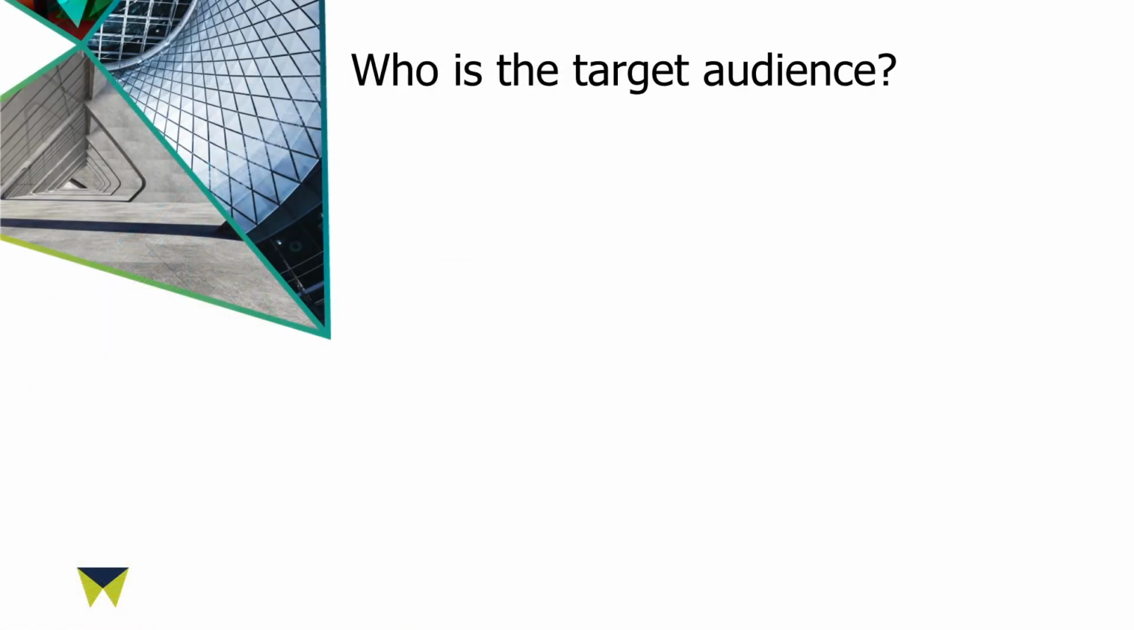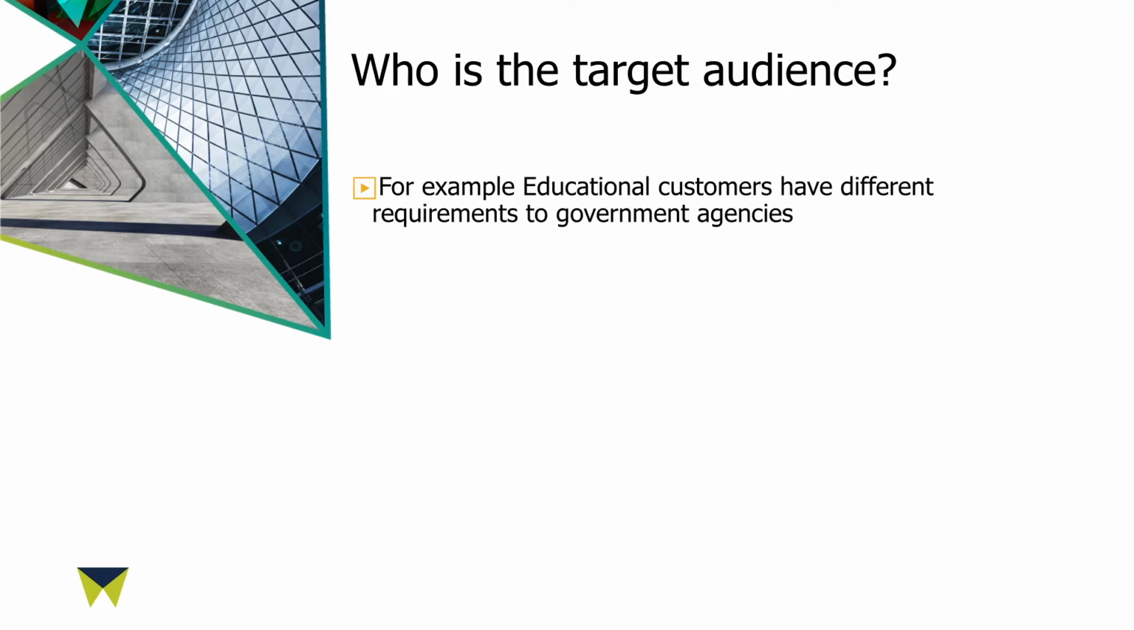So who is the target audience? For example, educational customers have completely different requirements to government agencies. Government departments may require a very strict password policy with devices being encrypted and fully locked down, only accessible inside their corporate network. Whereas with educational customers, if staff are working from home, they'll need access to their emails and their password policies may not be as strict.